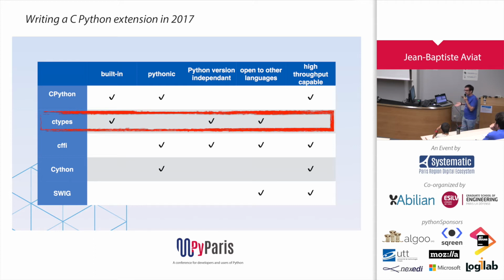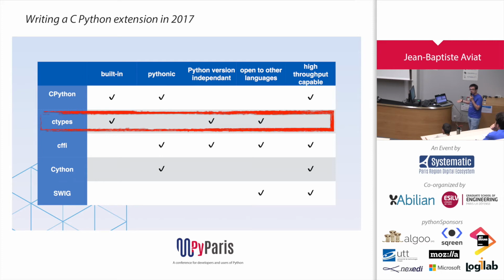Then CFFI, it's not built into Python, all right? You need to pip install CFFI. So that's an external dependency. It's quite Pythonic because it can use the Python header files too. Python version independent, yes it is, you rely on CFFI. It's open to other languages, obviously, because CFFI allows you to do Ruby, Node, whatever. And high throughput capable because of the way CFFI interfaces with Python.